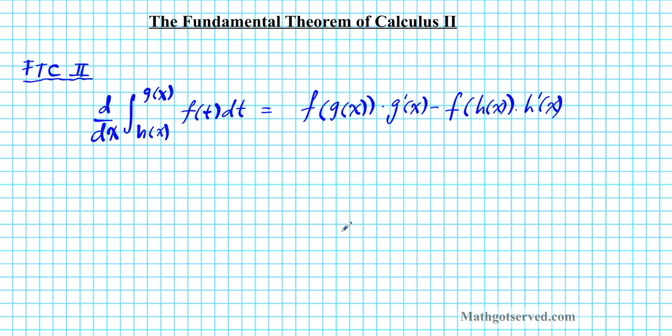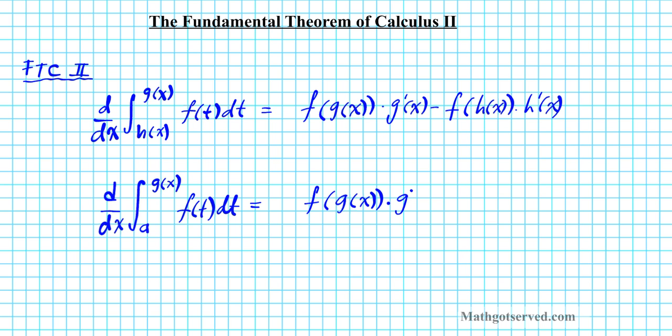And also, we can extend this formula to a special case where one of the limits of integration is in fact a constant. So the derivative of the integral from some constant a to g of x of the function f of t dt, the formula for FTC2 tells us, is simply f of g of x times g prime of x. Okay? All right, so let's try out some examples.